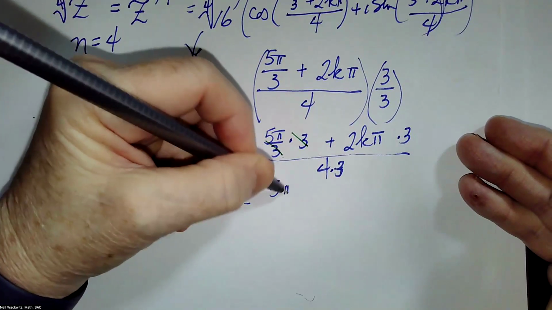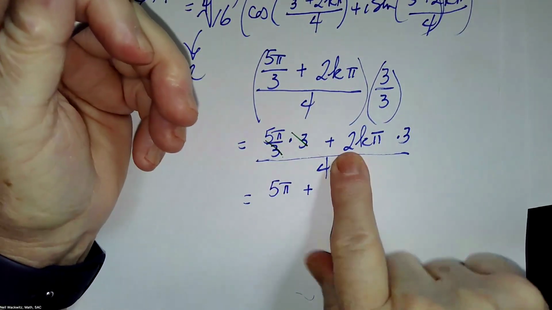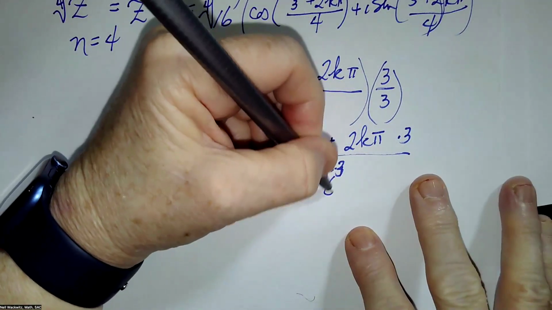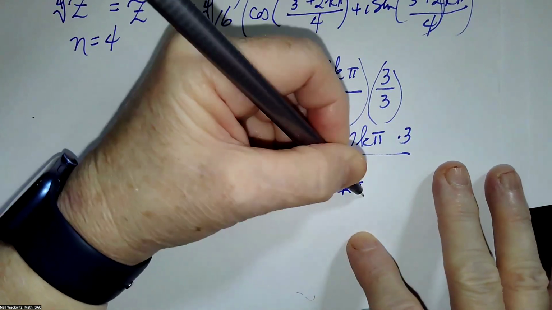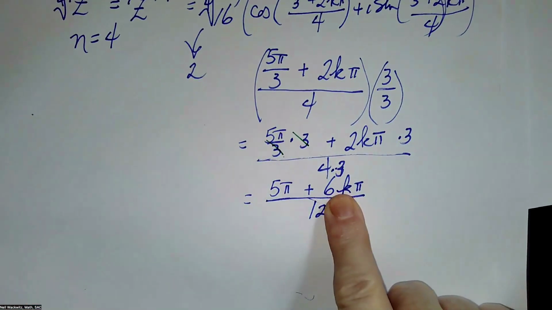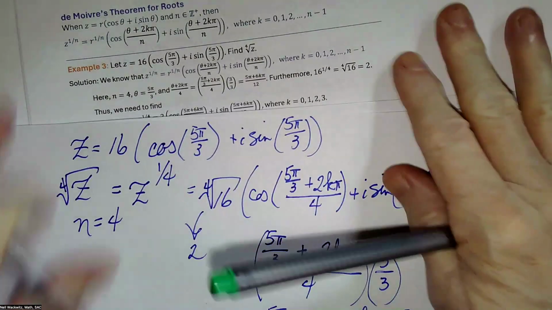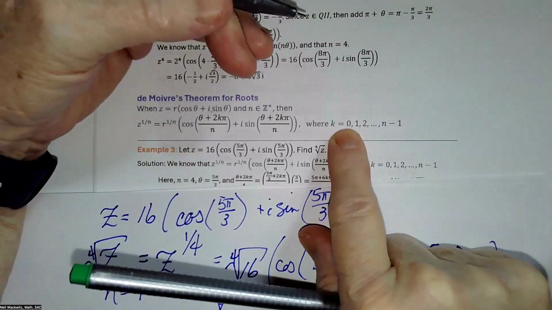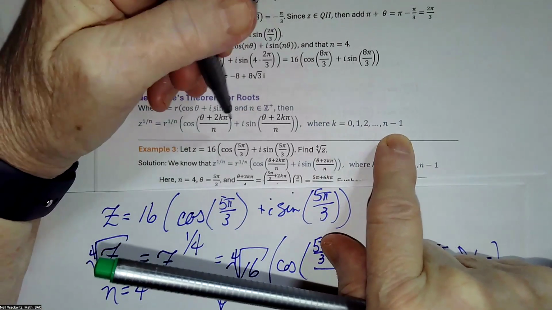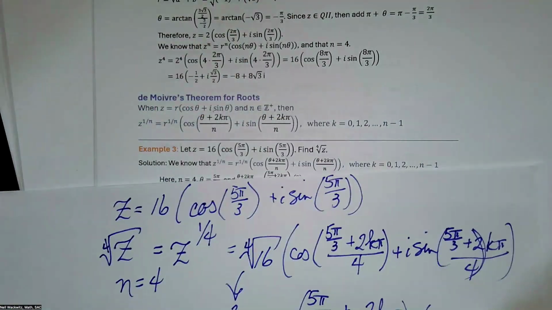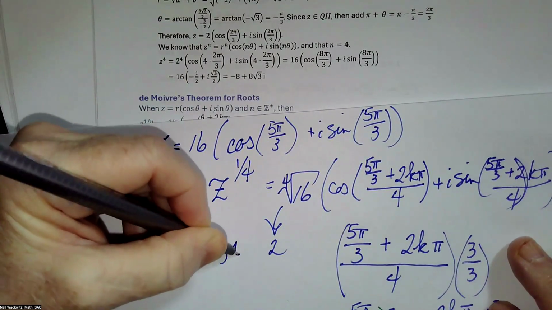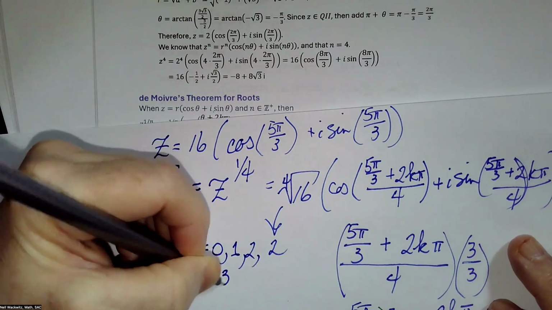So we're left with 5 pi. 2k pi times 3 will be 6k pi. And 4 times 3 is 12. K, what is K? K starts at 0 and it goes up by the integers until we get to n minus 1. So for this question, K is equal to 0, 1, 2, and 3.